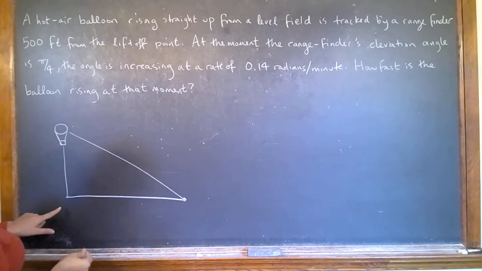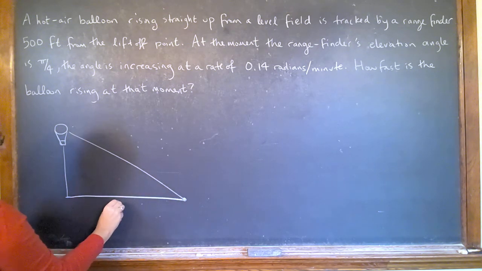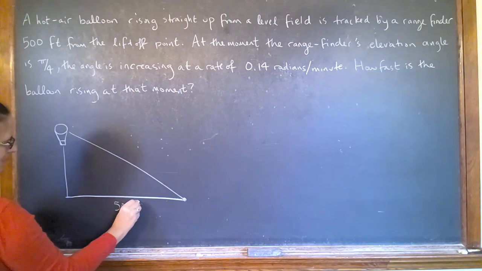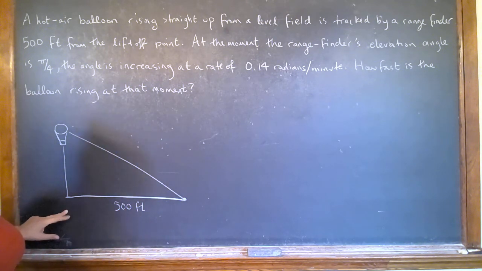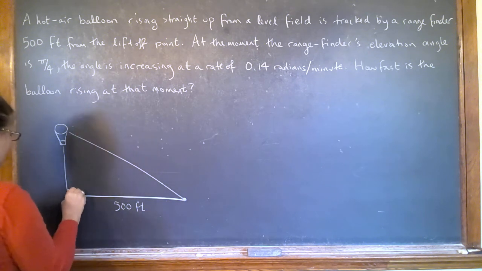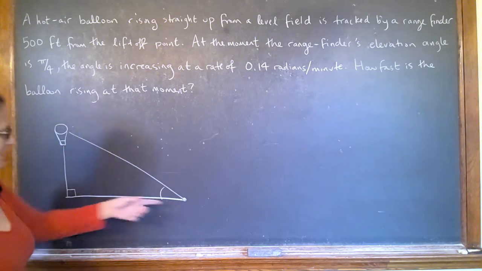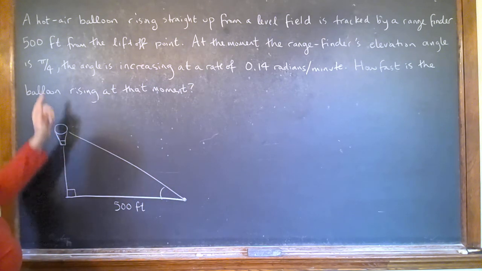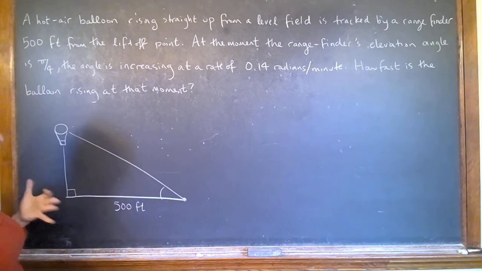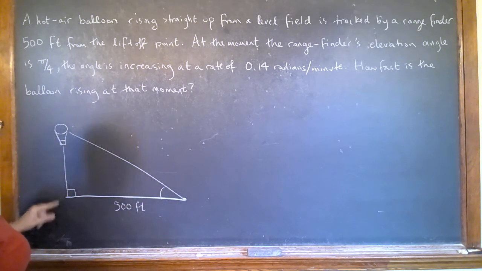Now, they told me that the rangefinder is 500 feet from the liftoff point. So this length is 500 feet, and that length isn't changing. That's an important thing in this problem. This length is the same. The rangefinder isn't moving. This one is moving only straight up. So you have two lengths that are changing here: the distance here and the distance there.